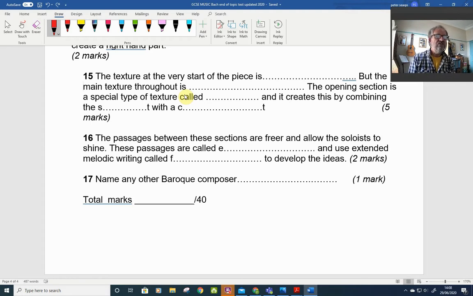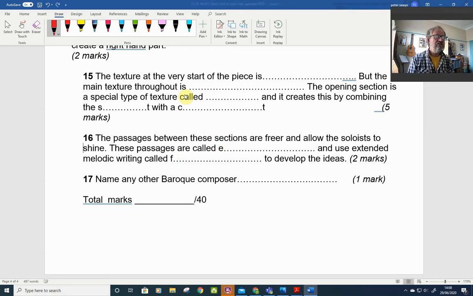Now, I haven't used this word, I don't think, in any of the videos. So it begins with E, and you're going to have to go and research what the passages between all of the really complicated textures, when the instruments are showing off, what are they called? A little bit of research for you. And the extended melodic writing beginning with F, what's that called? And lastly, name any other Baroque composer.